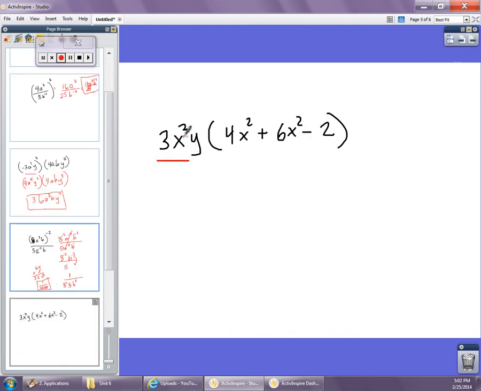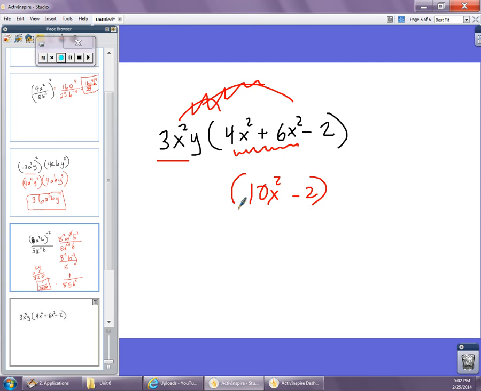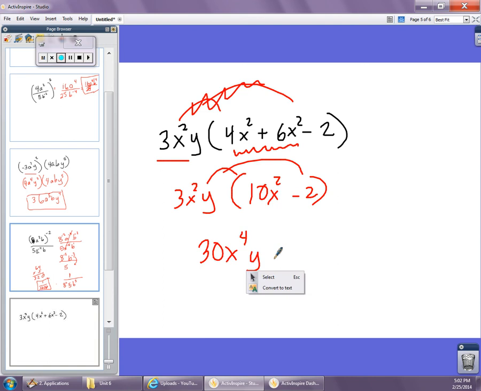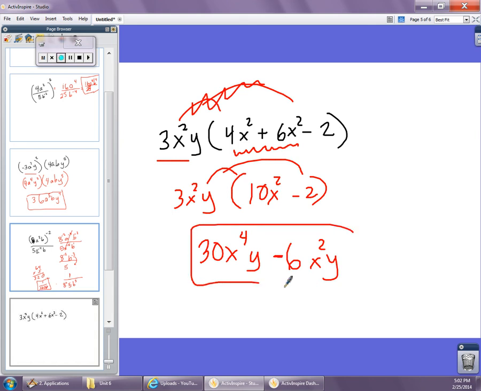Here you have a monomial times a polynomial. In this case, it's a trinomial, so we're going to distribute. But actually, before I do that, I didn't even notice when making this problem that you have two things that you could combine. 4x squared plus 6x squared, you can add those. That's 10x squared minus 2. So you actually only really have a binomial. Now I'm going to distribute, and you're going to multiply this times this, which is 30x to the 4th y, minus, because negative 2, 3 times 2 is 6x squared y. And you cannot combine these things, so that expression is your final answer.